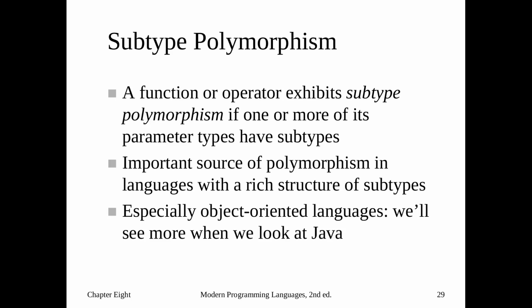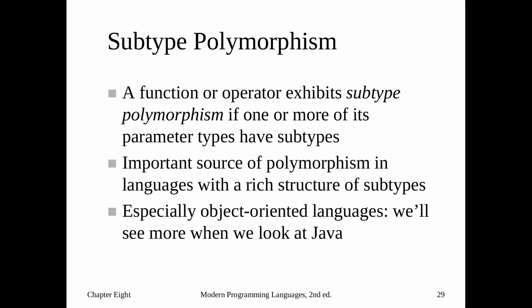A function or operator exhibits subtype polymorphism if one or more of its parameters has subtypes. Think about this like in Java, where you have a method that takes in, for example, a class that has subclasses. That more abstract class or interface makes that method have subtype polymorphism, right? It can handle the base type as well as all of its children through object-oriented polymorphism. So, it's an important source of polymorphism in many languages with a rich structure of subtypes. Think Java, C++, even ML.